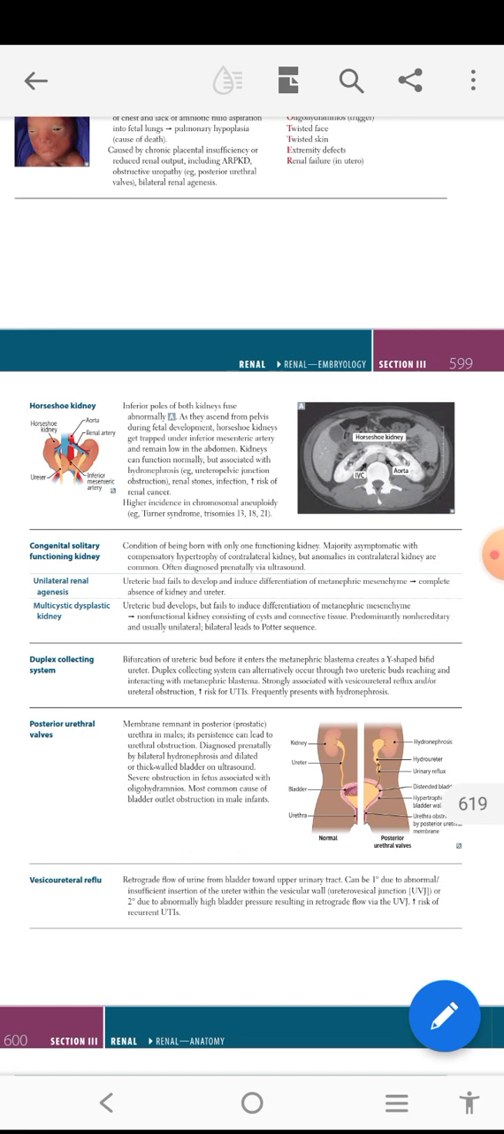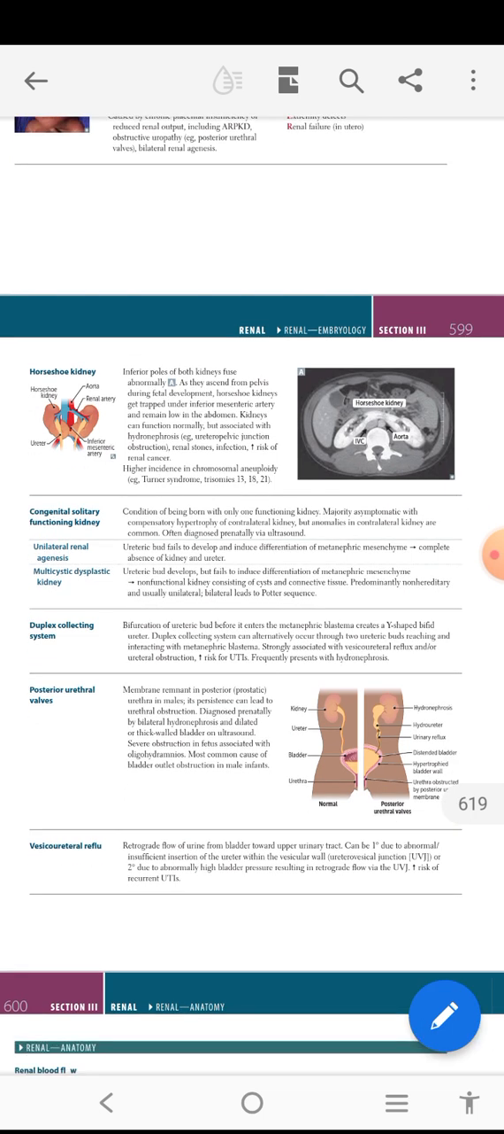Horseshoe kidneys get trapped under the inferior mesenteric artery and remain low in the abdomen. Kidneys can function normally but are associated with the hydronephrosis, which is due to the ureteropelvic junction obstruction, renal stones, infection, and it can lead to the increased risk of the renal cancer. So it is a higher incidence in the chromosomal aneuploidy, which is Turner syndrome, trisomy 13, 18, and 21. So basically, kidney develops in the pelvis, and during the ascent of the kidney, this problem occurs.